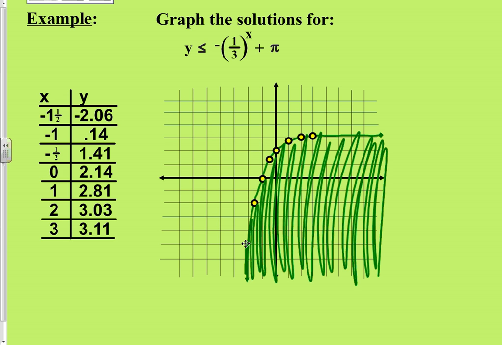There's not a whole lot to the inequalities when it comes to the exponential functions. Not really anything new or any crazy tricks or anything like that. Pretty straightforward stuff. So I hope you understood this one pretty simply.